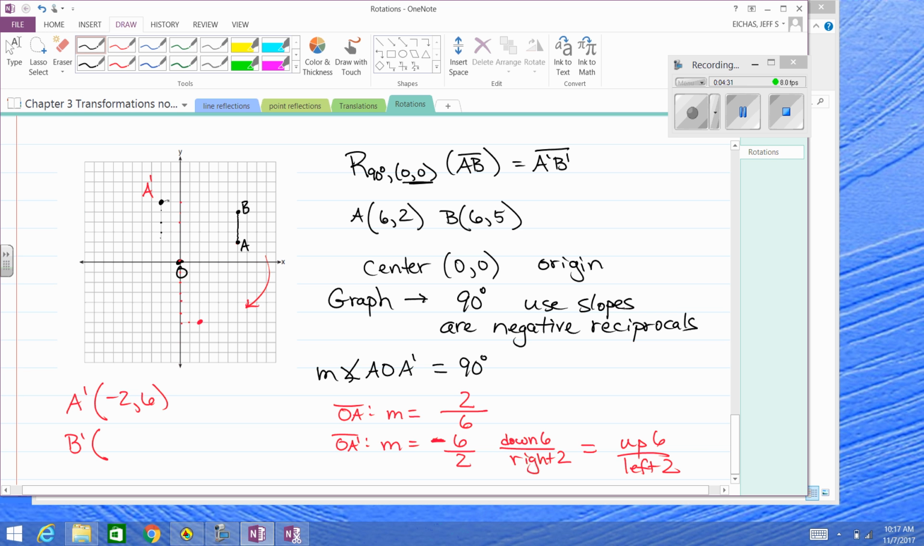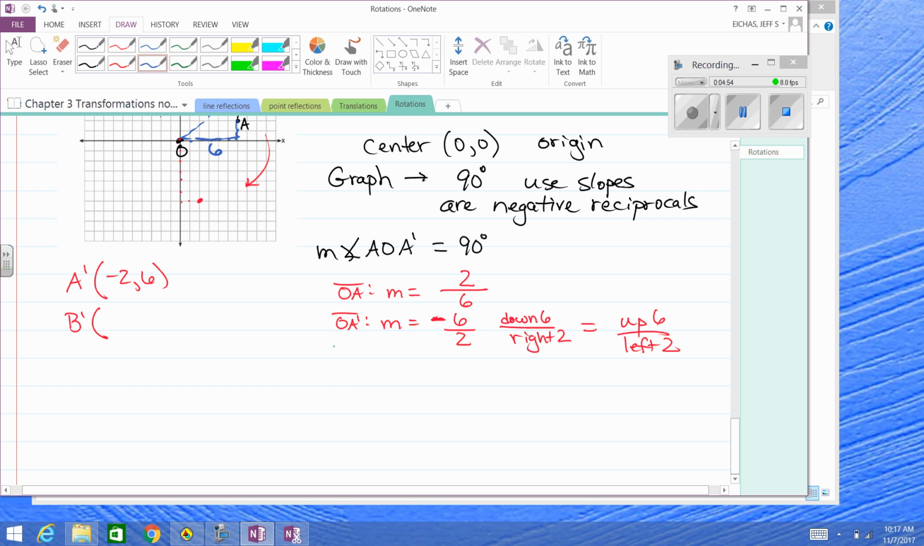We can leave A prime there. Now, same concept for B. Let's use a different color here. So from B to O, okay, got to be a little careful here. I'm going to have a 1, 2, 3, 4, 5, 6 for the run, 1, 2, 3, 4, 5 for the rise. All right, same concept. So for O to B right now, my slope is a run of 6, a rise of 5.